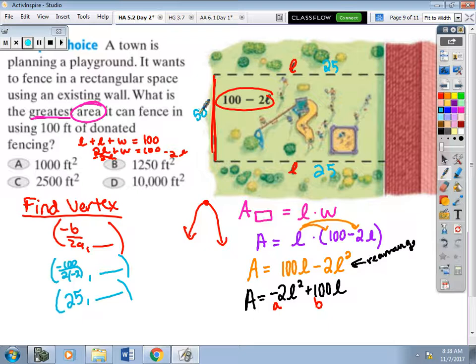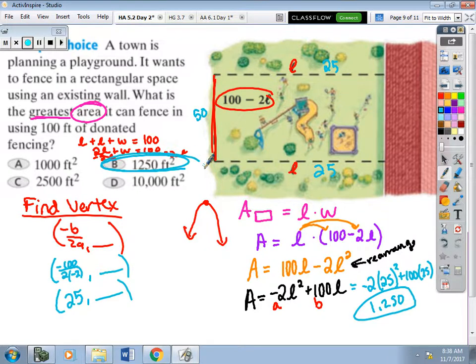So 2 ways you can do it. You could calculate these first and then multiply 25 and 50. Or you can take the 25 and plug it back in here, which is what most of you would do. And evaluating that, we should get 1,250. Which is answer choice B. But if this were on a quiz, it would probably not be multiple choice.